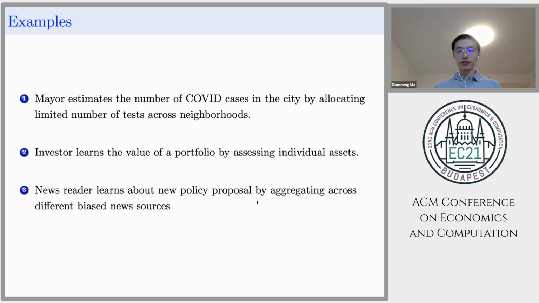A different example is for an investor to learn about the value of a large portfolio that consists of different individual assets. In these situations, it may be difficult to assess the overall value of the portfolio directly, but the investor can acquire information about these individual assets. And finally, we can imagine a newsreader who reads different media sources to learn about, for example, a new policy proposal. These different news sources will come with their own ideological biases, so the newsreader has to aggregate different biased information across these sources.